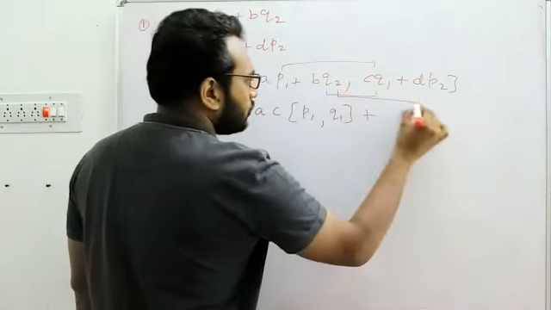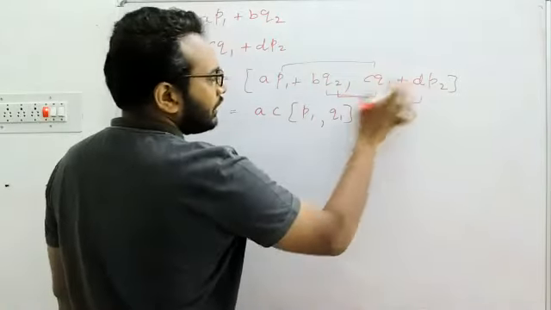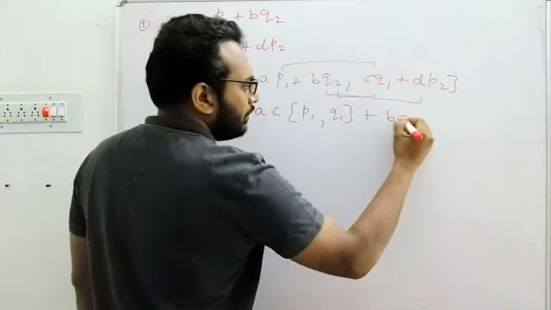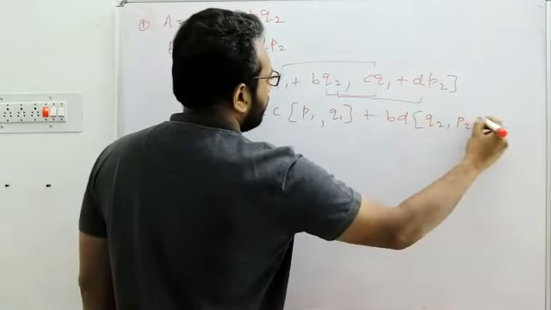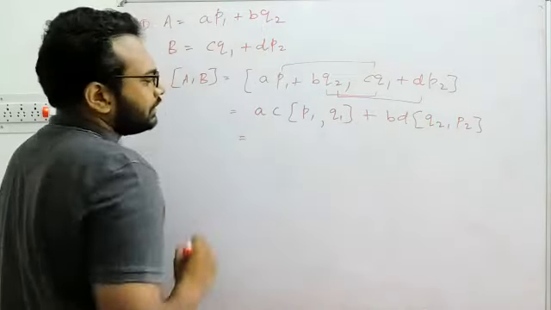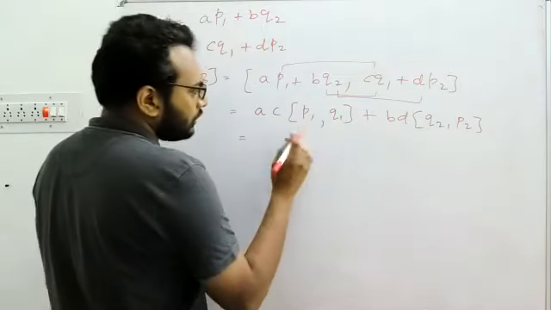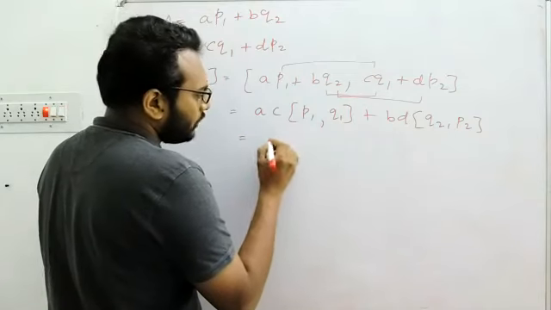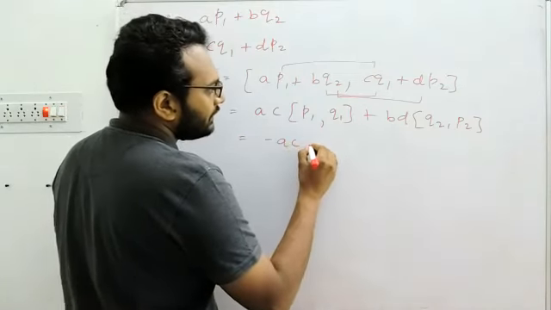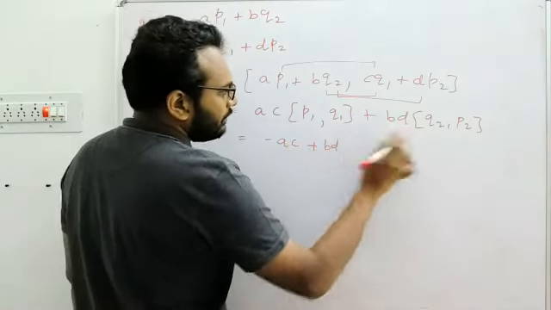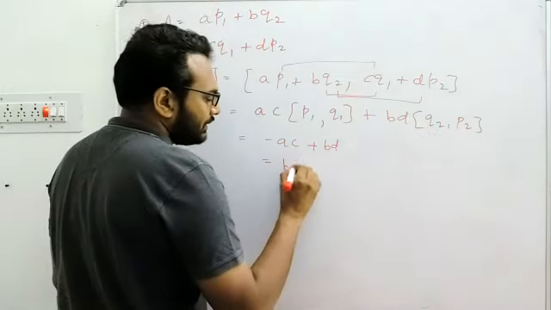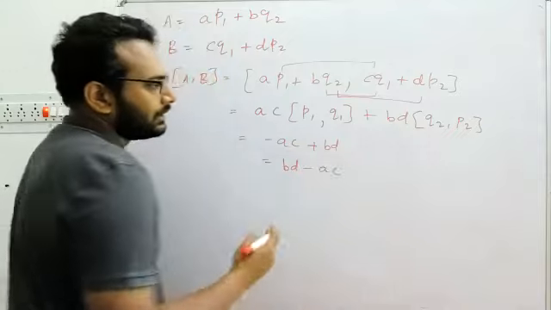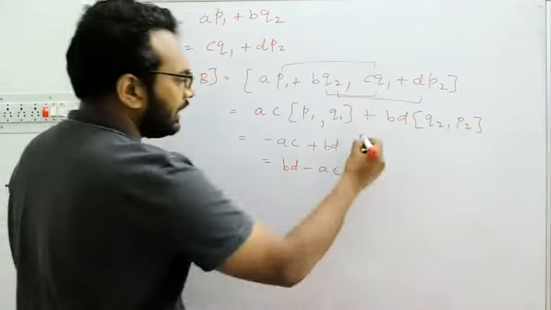Q2 with P2 is non-zero. So you can also pull out the constants, BD, Q2 comma P2. So this is equal to P1 with Q1, which is equal to minus 1, so minus AC, plus BD, because Q2 with P2 is 1. So the answer is BD minus AC. Such simple questions also can be asked.